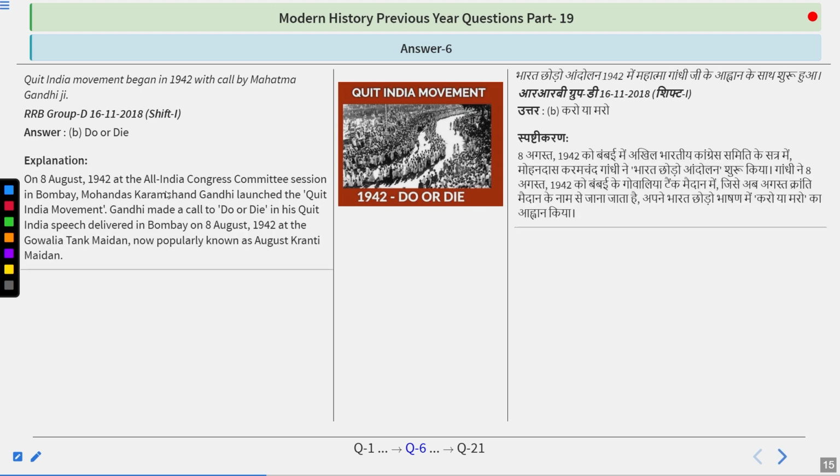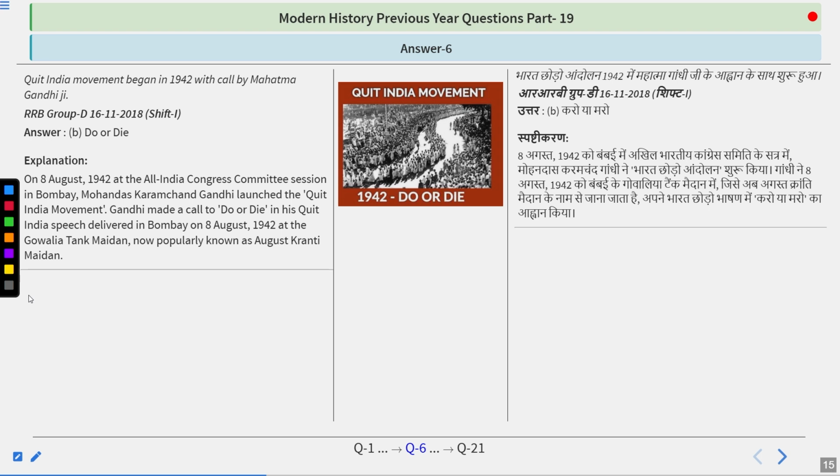On 8th August 1942, at the All India Congress Committee session in Bombay, Mohandas Karamchand Gandhi launched the Quit India movement. Gandhi made a call to do or die in his Quit India speech delivered in Bombay on 8th August 1942 at the Gwalior Tank Maidan, now popularly known as Agast Kranti Maidan. So do remember. And on the very next day, the Britishers started Operation Zero Hour and imprisoned all the famous personalities and leaders of Congress.